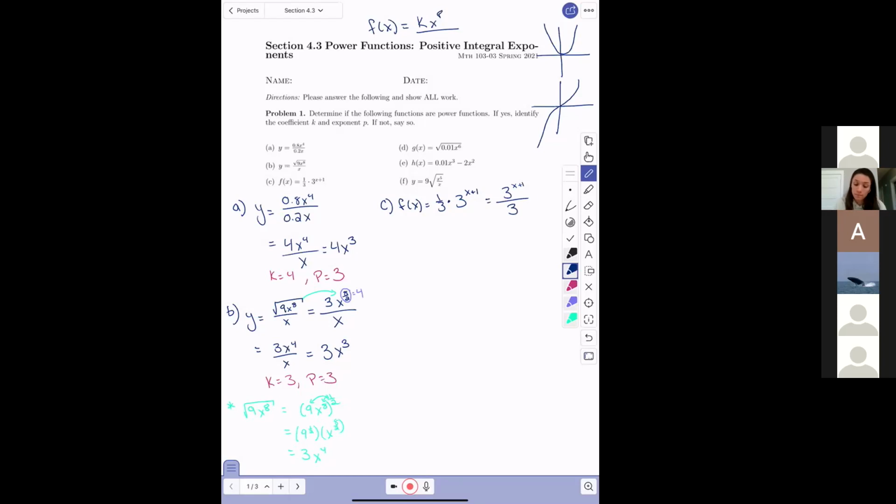But is this 3 here also raised to the power of x plus 1? No. So can we combine this at all anymore? No. Good. And actually, I guess you could subtract the exponents, but you'd still end up with an addition in the exponent. So if we subtract the exponents, we have 3 to the power of x plus 1 minus 1.